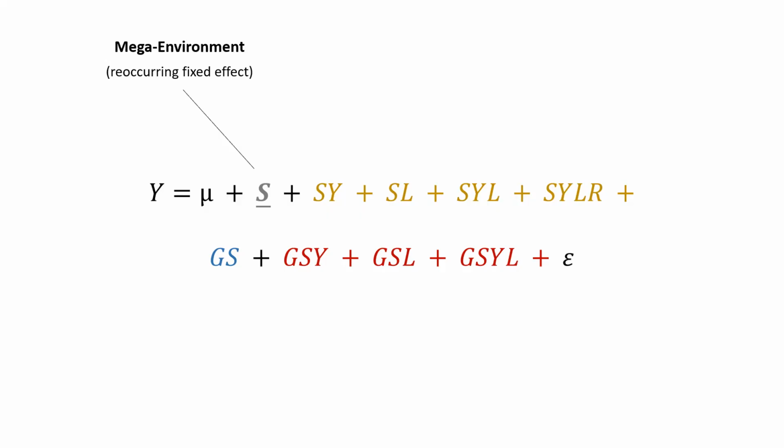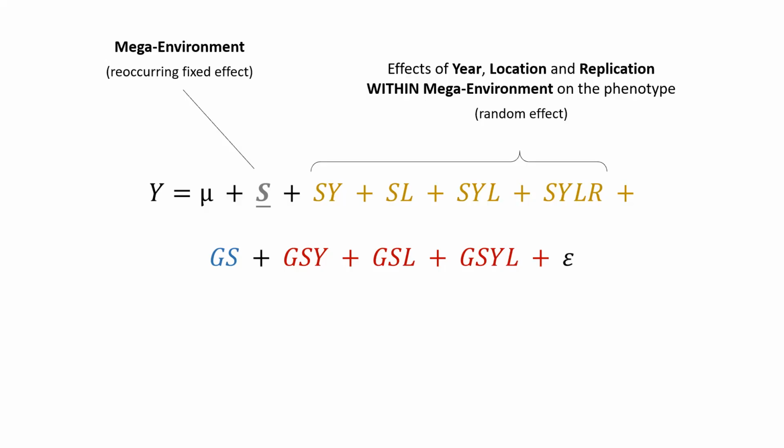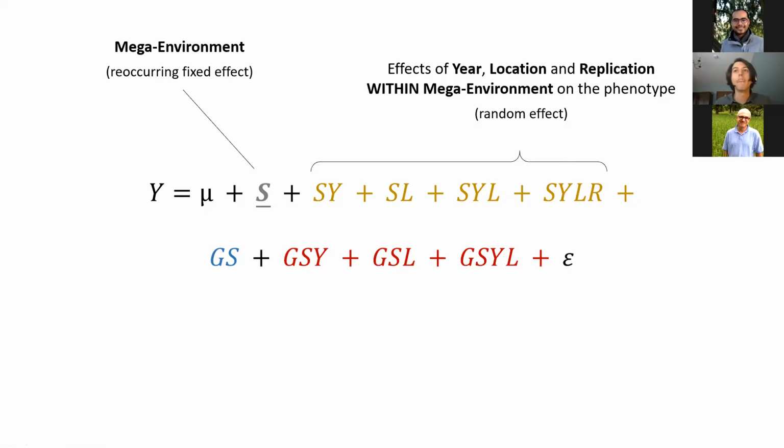Now, within these mega environments, we got years, locations, replicates, which have an effect on the phenotype, which are not G/E interaction, which are environmental effects. So these are effects of the years, the location, and the replication, basically experimental design factors within these mega environments. So these are random effects. These are sampled. Now we're coming to the two important terms or groups of terms that were described before.